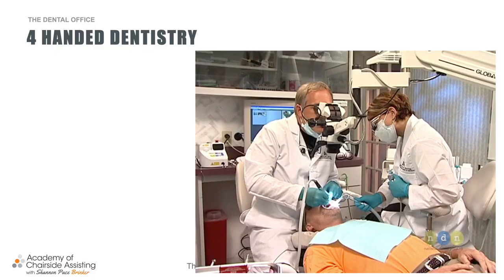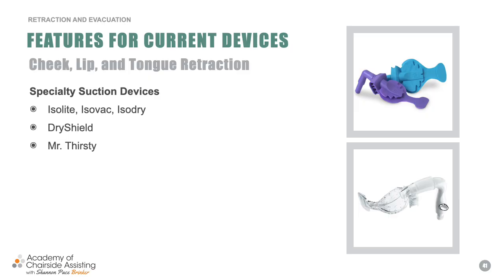Now, let's talk really quickly about the next isolation device that we're going to go into. This is called an IsoDry. We also have Mr. Thirsty. There's IsoVac and IsoLights. Lots of ISOs here. This Mr. Thirsty is disposable. That's at the top. And then the other ones, the IsoLight, IsoVac, and IsoDry, they have a light device that is included.